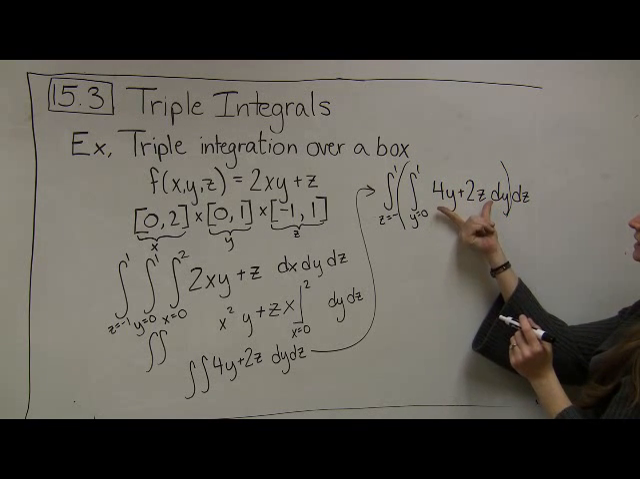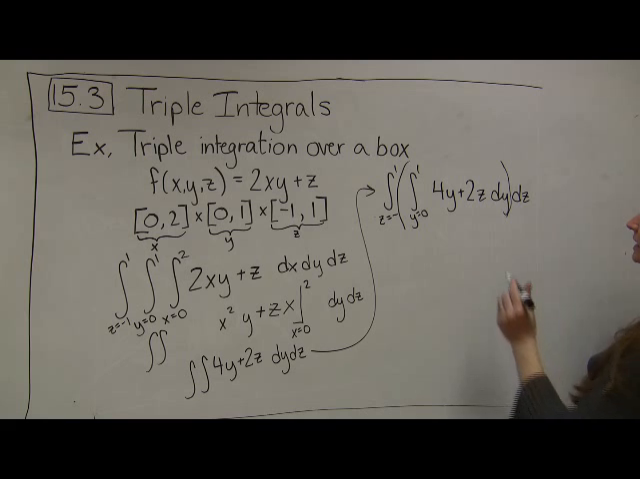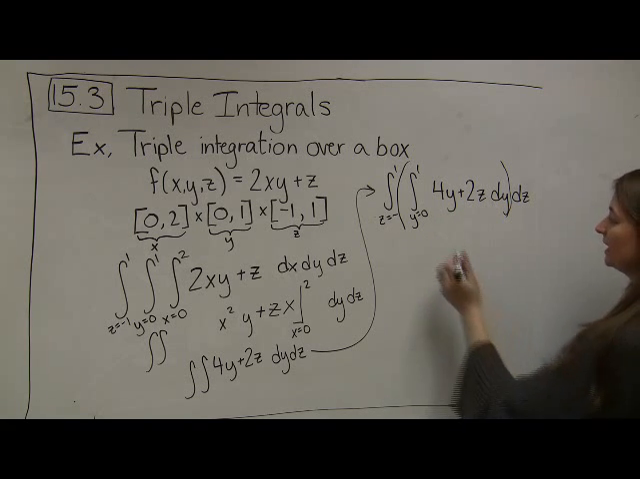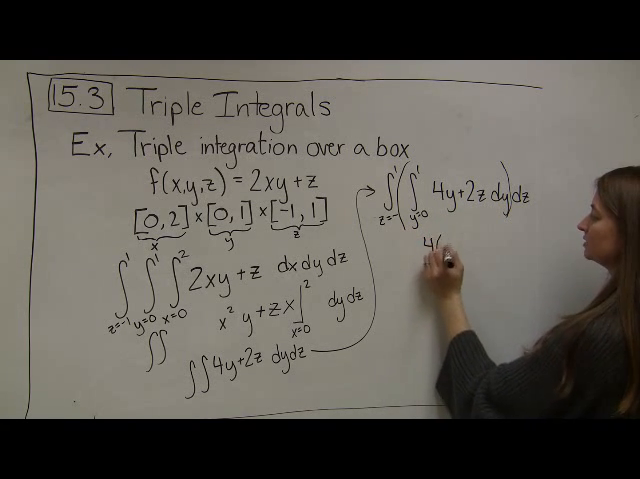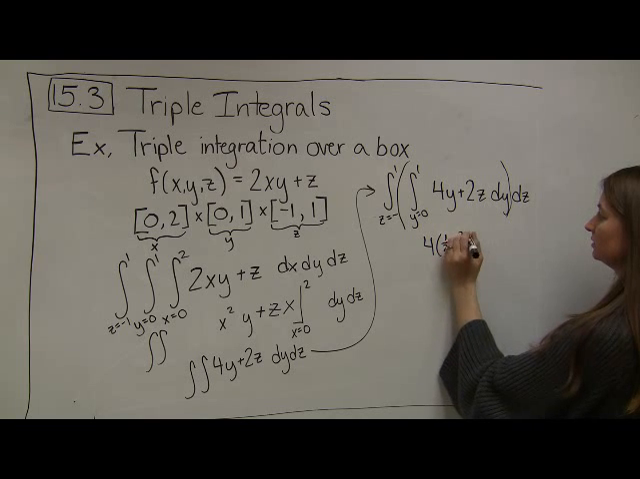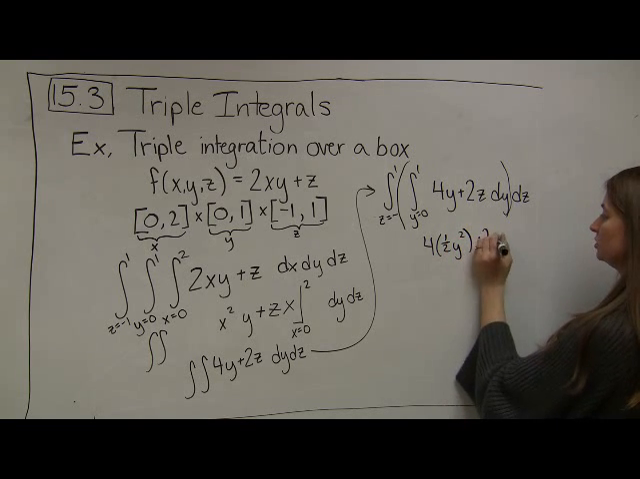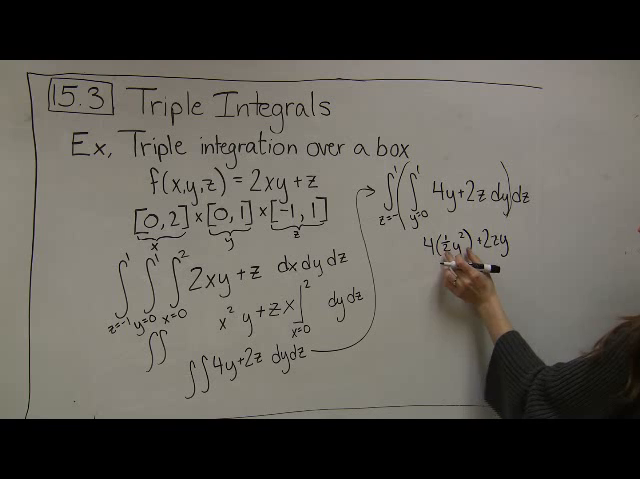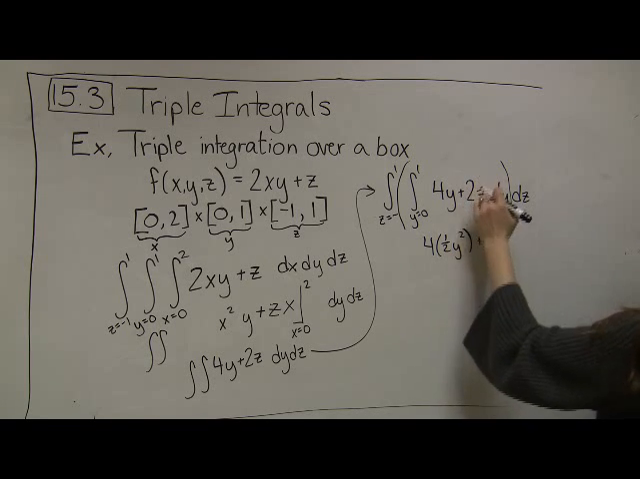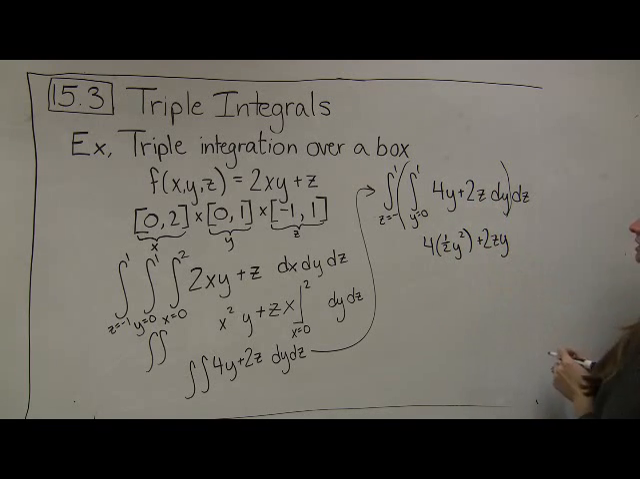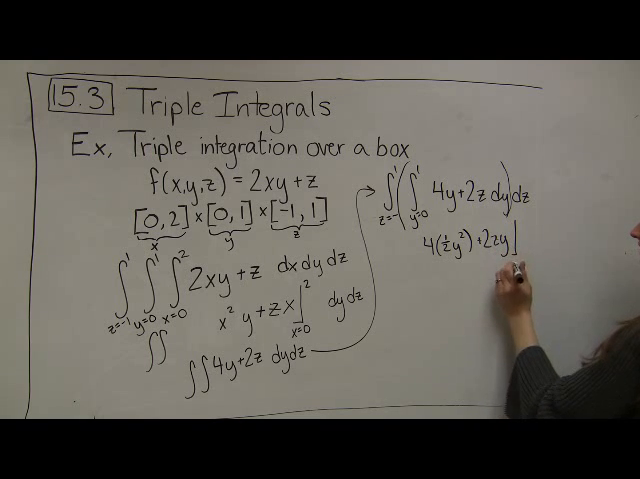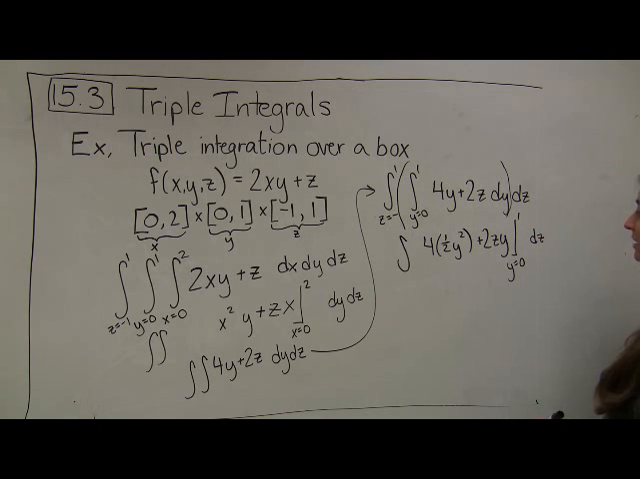I'm going to integrate this function with respect to y. If I integrate this with respect to y, I see that I get 4 times 1/2 y squared plus 2zy. Integrating with respect to y treats z as a constant, so this is a constant term that becomes 2zy. I evaluate that from where y goes from 0 to 1, again leaving my final z integration on the outside.